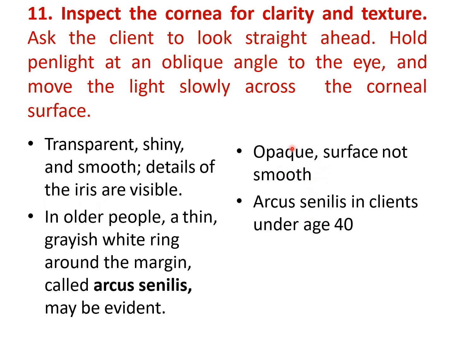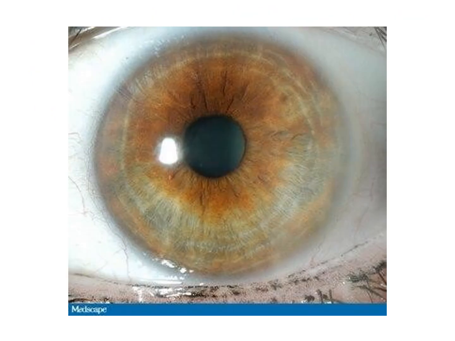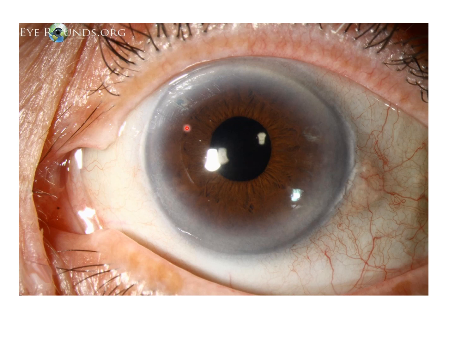An abnormal finding is an opaque cornea with a surface that is not smooth. In older people, a thin grayish-white ring around the margin called the arcus senilis may be evident. Arcus senilis is usually seen in older patients and not in those less than 40 years old. So the cornea should be clear with the presence of reflection. This one is clear; however, there is presence of arcus senilis, the whitish discoloration of the cornea, especially at the outer ring.